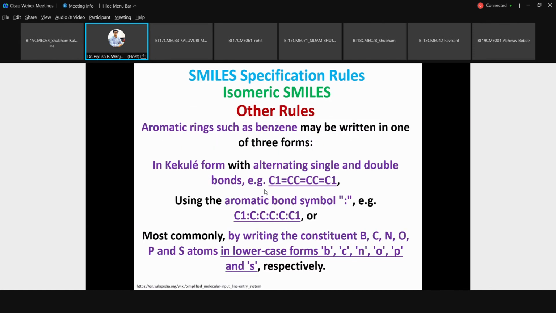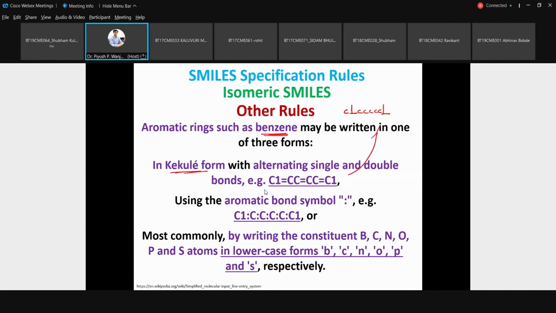Now there are some other rules, like for example, for benzene, you normally represent benzene like small c, c, c, c, c, c1. But there are so many different ways the same structure can be represented. Like you can consider this as alternating single and double bonds if you want to represent it in the Kekulé form. So this can be represented in the form of aliphatic carbons, capital C, then the double bond you have to mention.